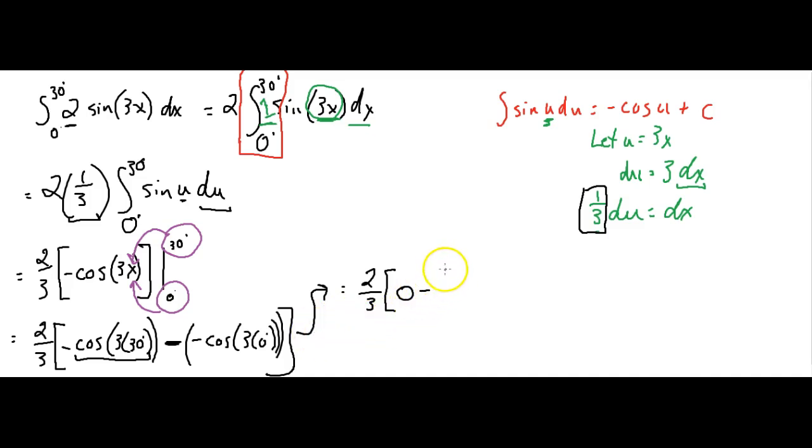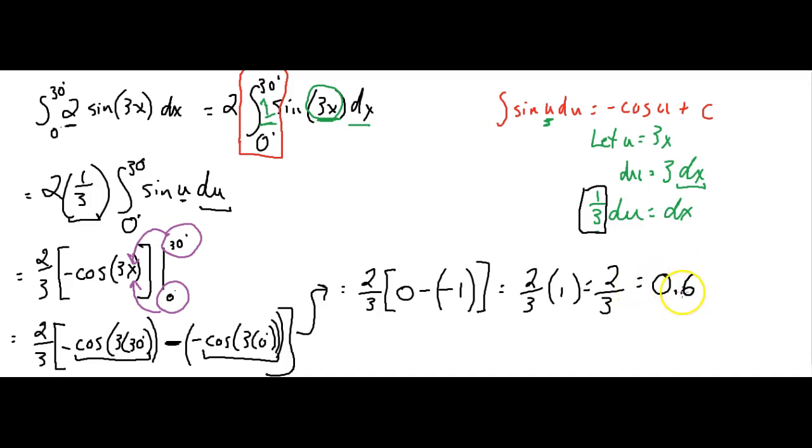Minus, and then this minus, the cosine of 0. Cosine of 0 is equal to 1. So this is 2/3 times positive 1, which is 2/3. Or as a decimal, 0.6 repeated.